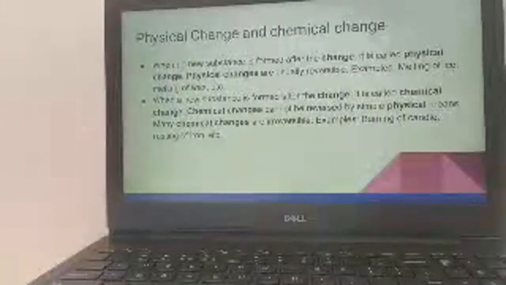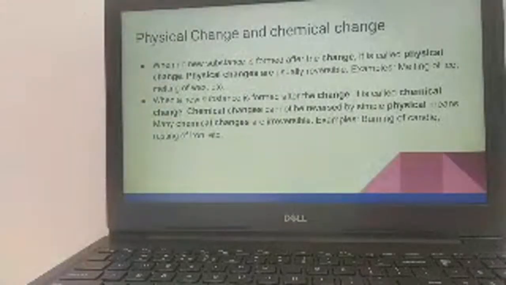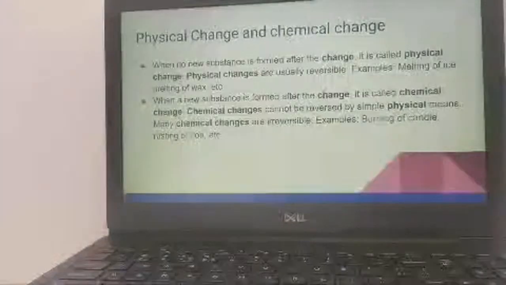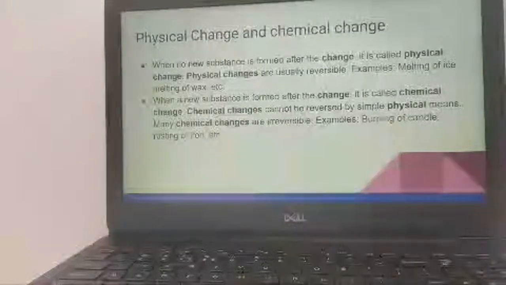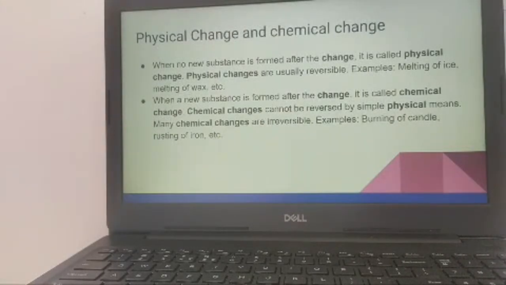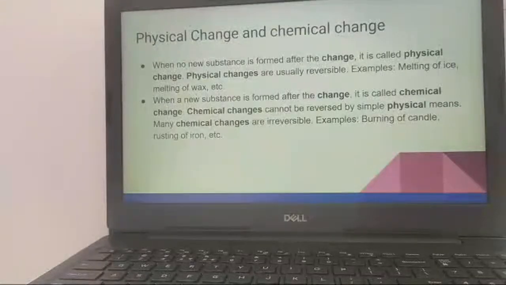Now coming up to chemical changes. When a new substance is formed after the change, it is a chemical change. And generally, the chemical changes cannot be reversed by simple physical means. For that, we need to apply certain chemical means, and also all the chemical changes cannot be reversed. Only few examples are there that we'll be discussing later. Let's first talk about chemical change only.